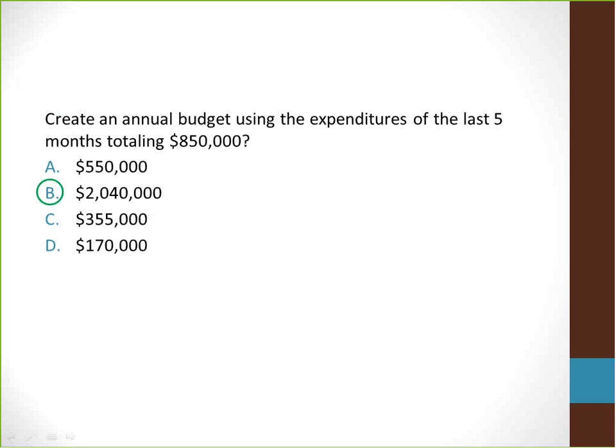$850,000 is divided by the 5 months provided to get a monthly budget amount, and then is multiplied by 12 to get an annual budget figure. So answer B is the correct answer.